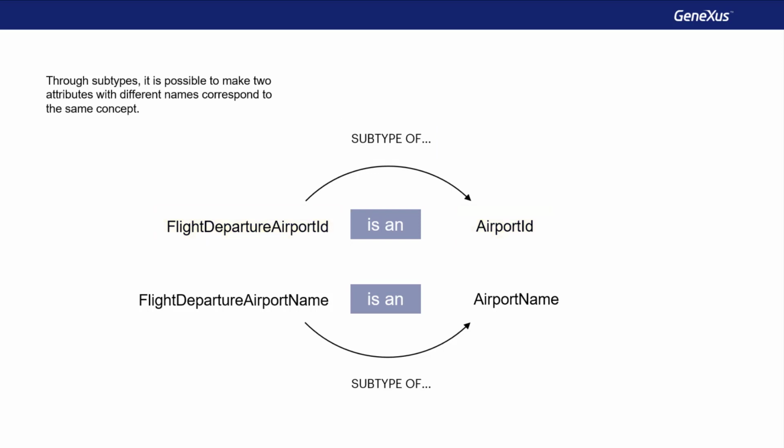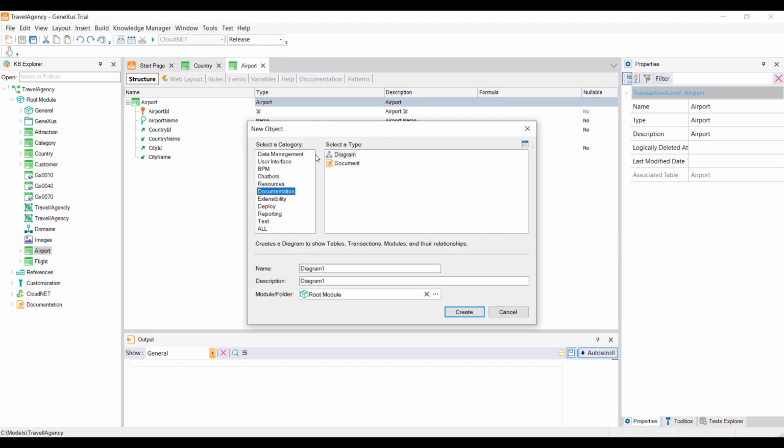That is, it will identify it as foreign key in the flight transaction. And will do the same with flight departure airport name. We will indicate that it's a subtype of airport name. Now, let's see this in action.